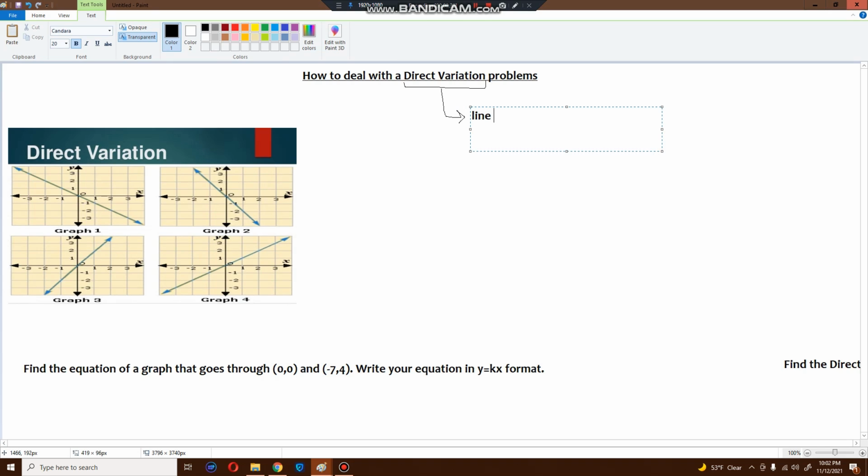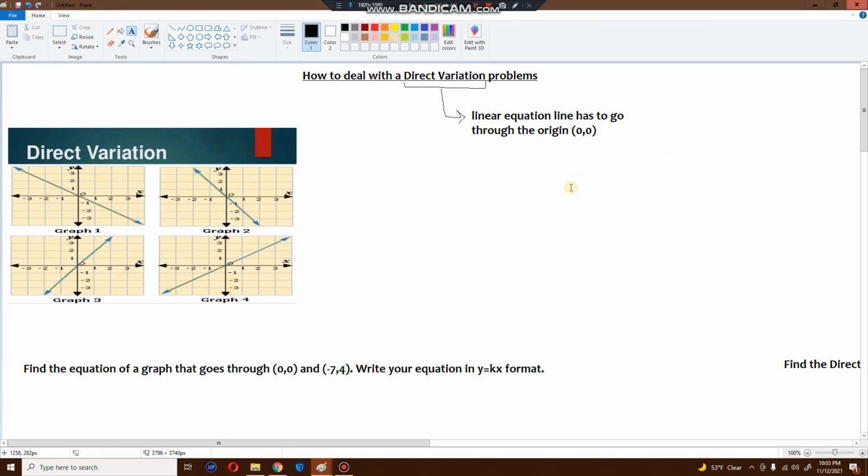Basically, the line or the linear equation graph has to go through the origin. In other words, 0, comma 0. That's what direct variation basically means. As you can see over here in these examples, the linear equation line cuts right through the 0, 0 point, the origin. And that's why this is a direct variation.